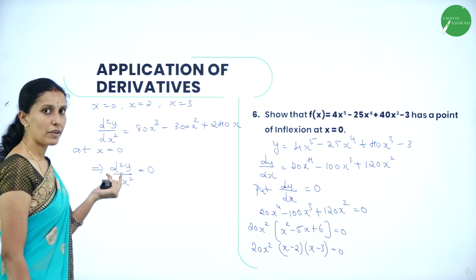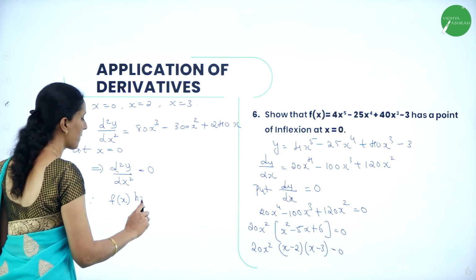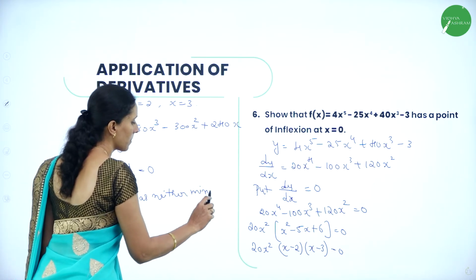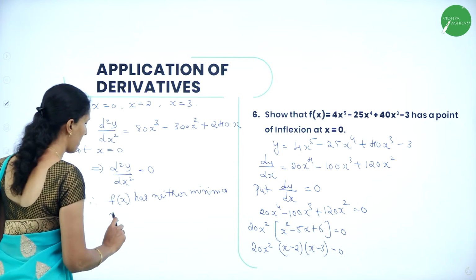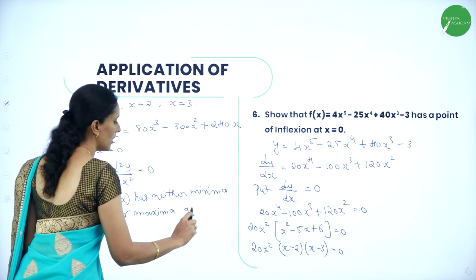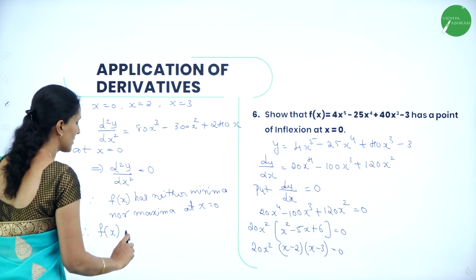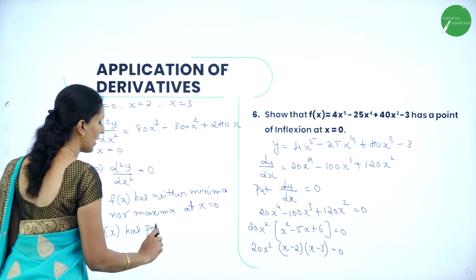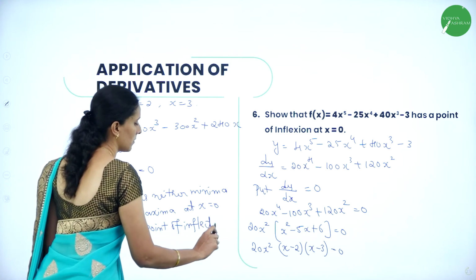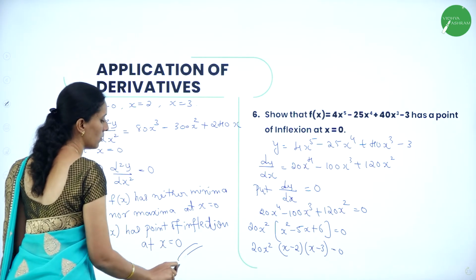So if we have d square y by dx square is equal to 0, that means f of x has neither minima nor maxima at x is equal to 0. So therefore, f of x has a point of inflection at x is equal to 0.